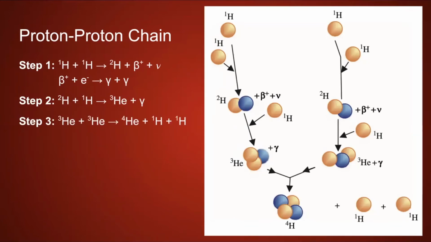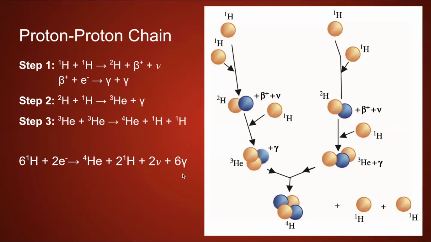The final step involves the collision of two helium-3 nuclei. This will produce a helium-4 nucleus, which was what we were looking for, and two protons. This can be summarized with this equation. 6 protons and 2 electrons were involved in this process. It will create a helium nucleus and two protons, making a net loss of 4 protons. Other products include neutrinos and gamma rays.